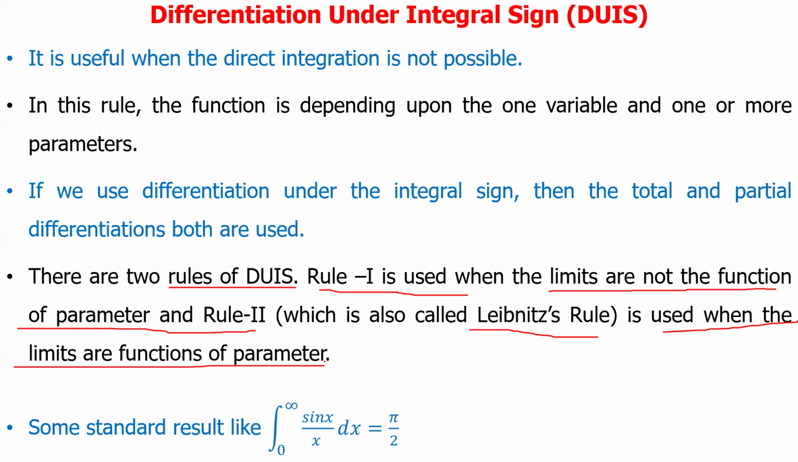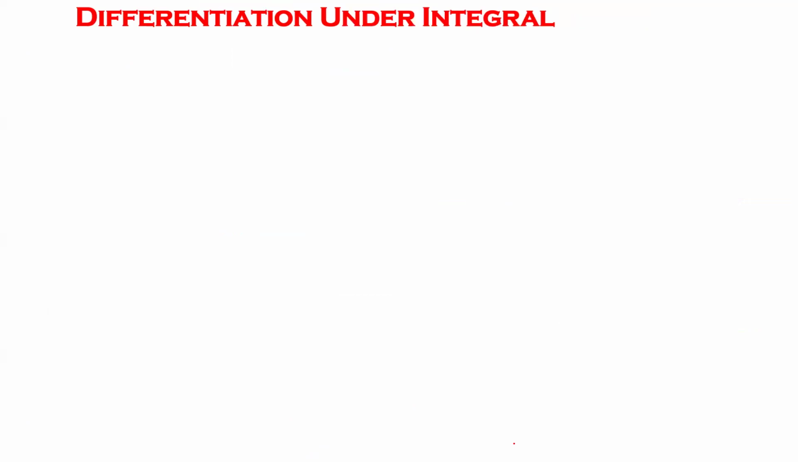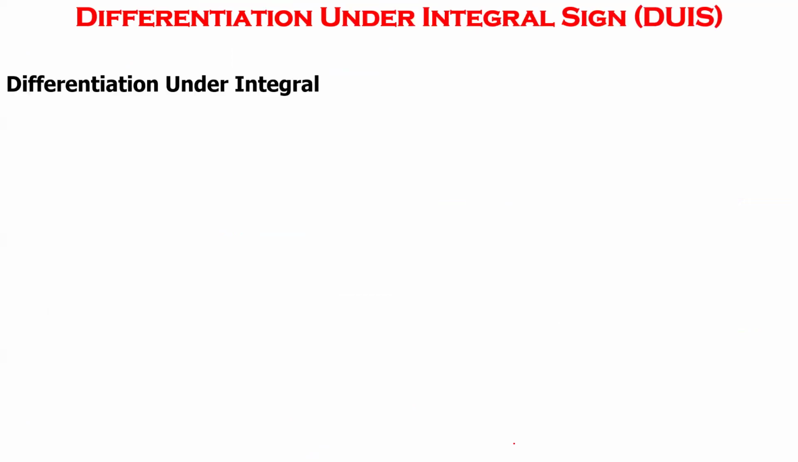Some standard results, like the integration of sin x upon x under the limit 0 to infinity with respect to x, which is given by pi by 2, can be obtained using differentiation under integral sign. So let us see what is the meaning of differentiation under integral sign. Differentiation under integral sign, DUIS rule number 1.